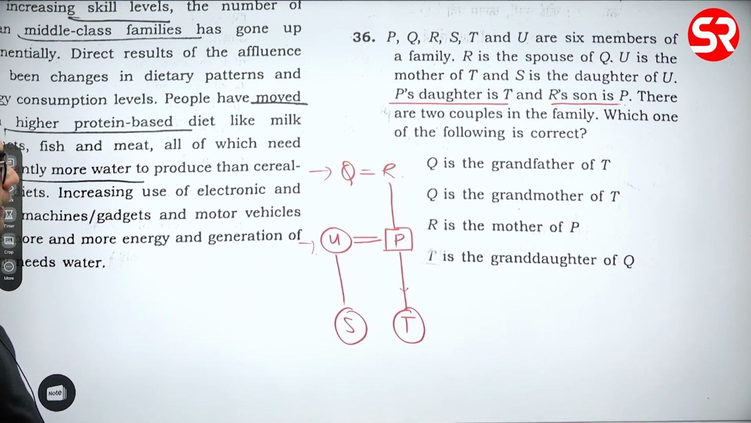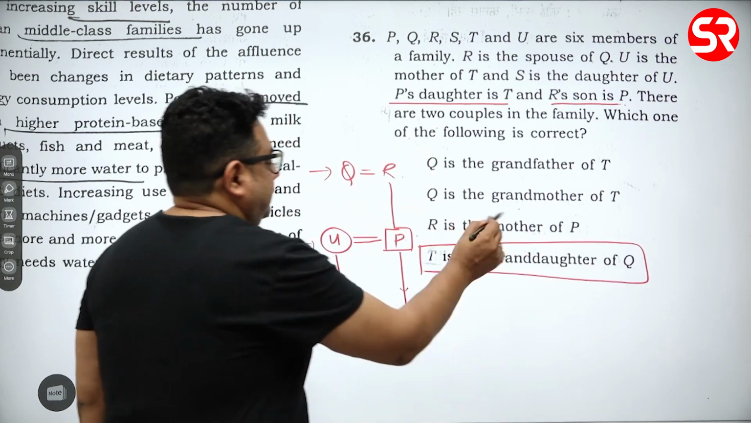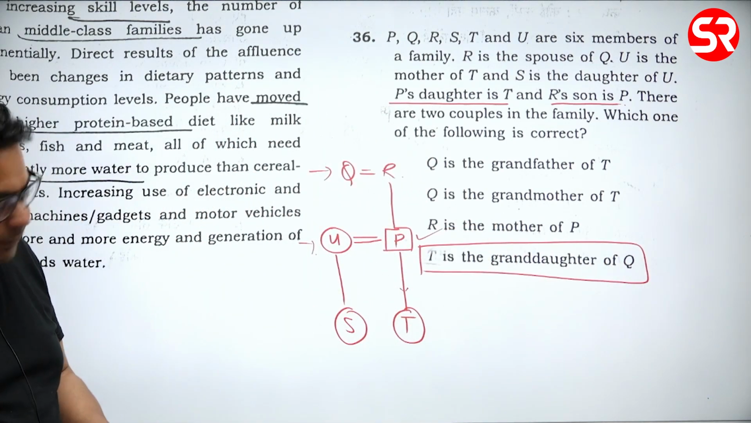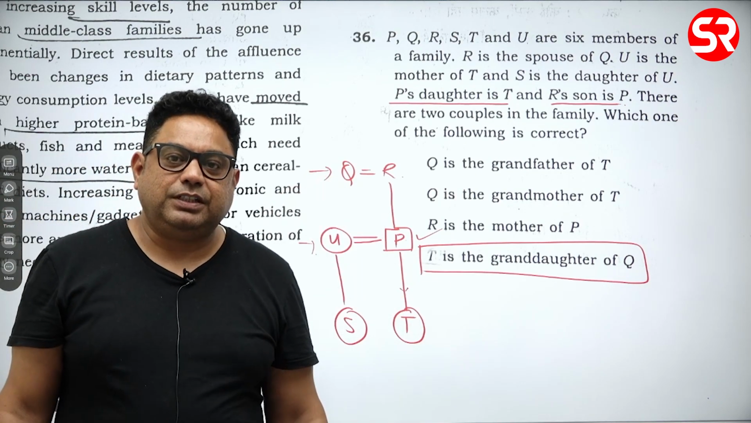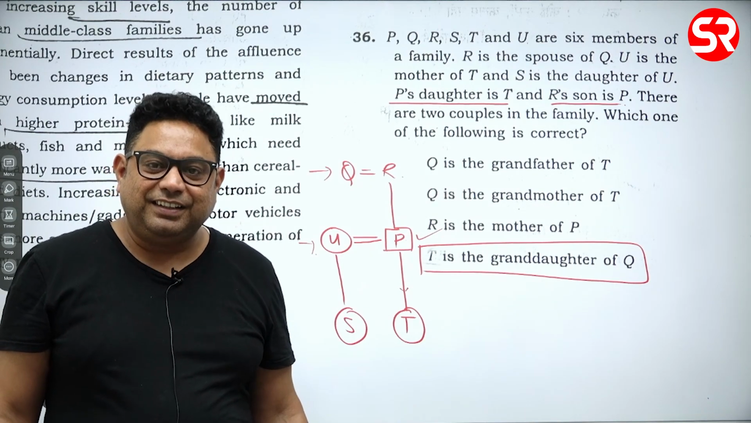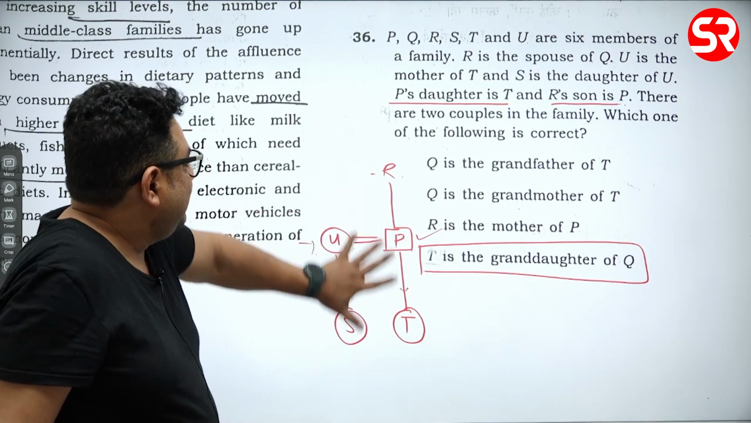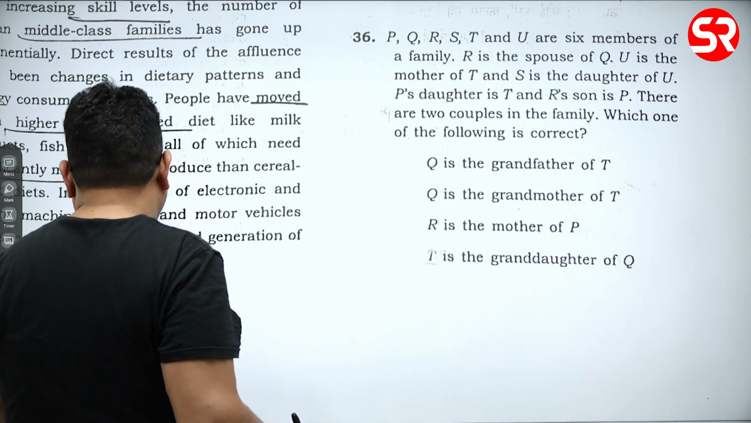Which of the following is correct? T is granddaughter of Q. I think the last option is correct. T is granddaughter of Q. First generation, second generation, third generation are there. We have done it in the classroom also, right? So you should not have missed this question at least. Next one.